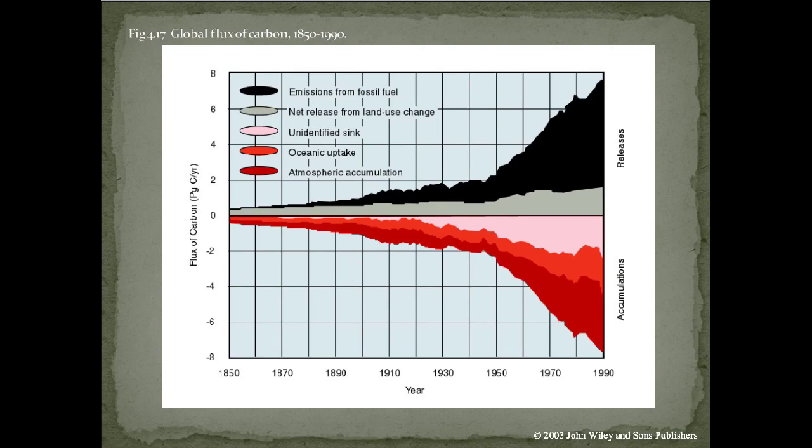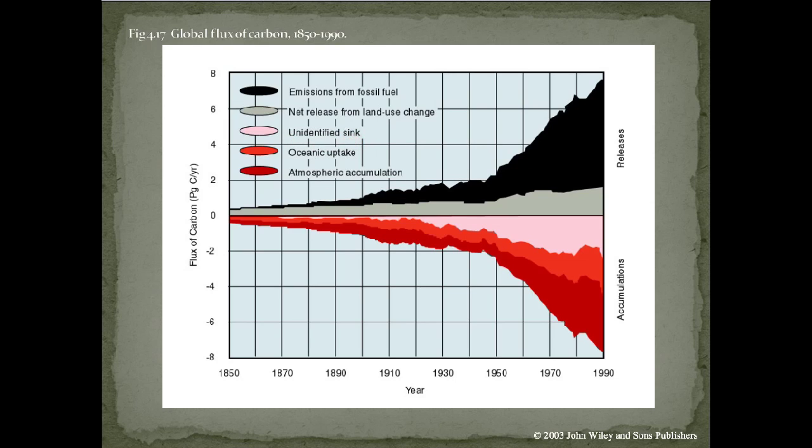This is a really cool graph, and what this graph is showing, here we have our independent variable, which is time, going from 1850 to 1990, and our dependent is the change of carbon in different systems. So in black we have emissions of fossil fuels, so carbon dioxide being released into the atmosphere by burning fossil fuels. You can see here it's increased. Net release of land use, alright, pretty much stayed the same.